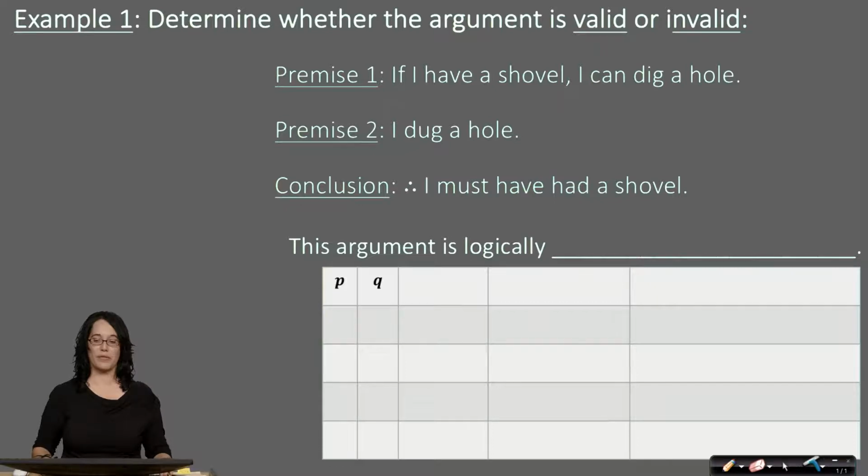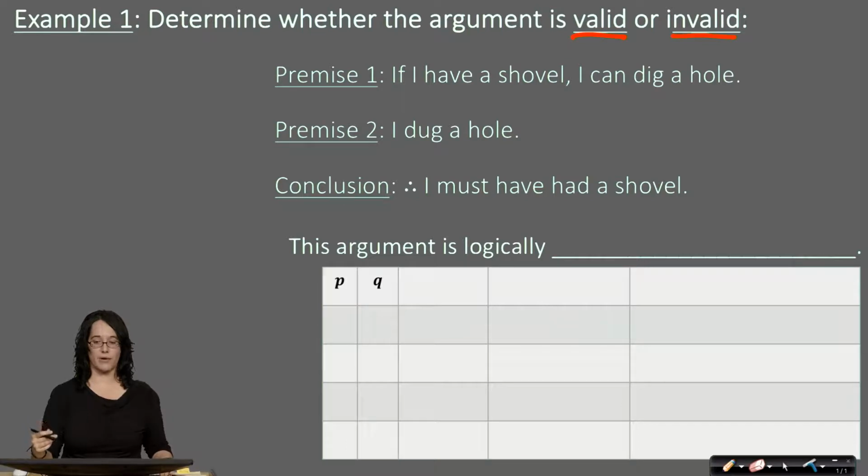It says determine whether the argument is valid or invalid. Notice we're not saying true or false. That would be if we had a statement. A statement can be true or false. Here we're saying, does this argument flow logically from the premises to the conclusion, assuming that the premises were true.